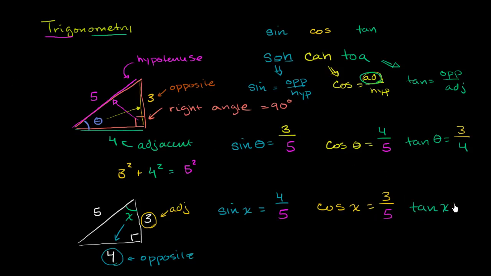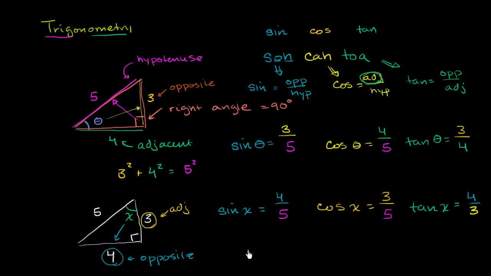And then finally, the tangent. We want to figure out the tangent of x. Tangent is opposite over adjacent. Sohcahtoa. Tangent is opposite over adjacent. The opposite side is 4, and the adjacent side is 3. And we're done.